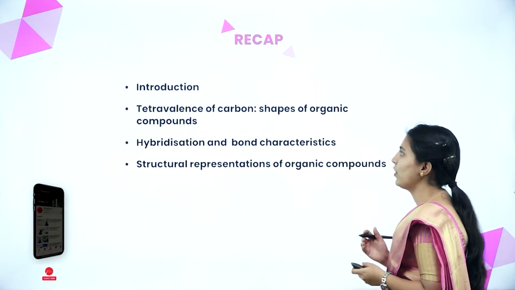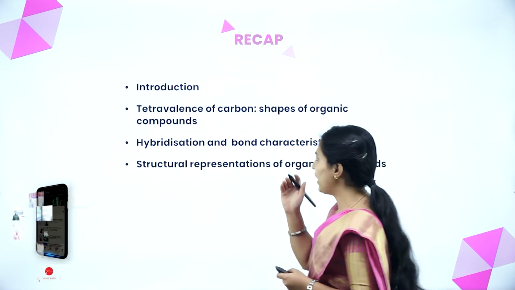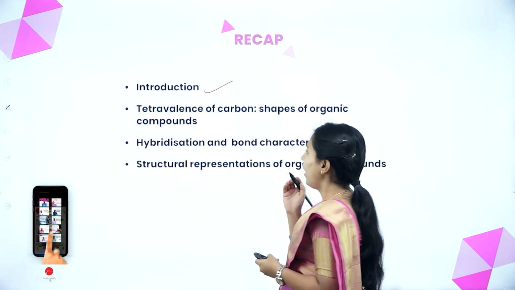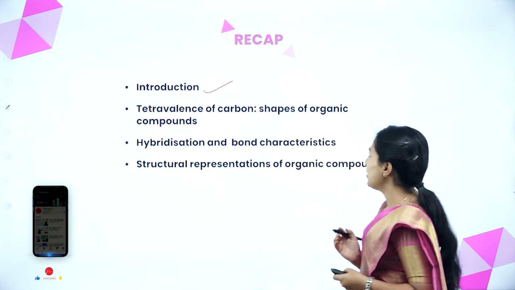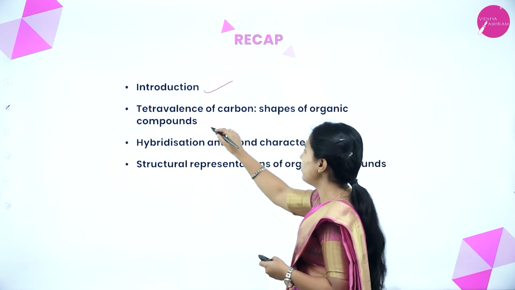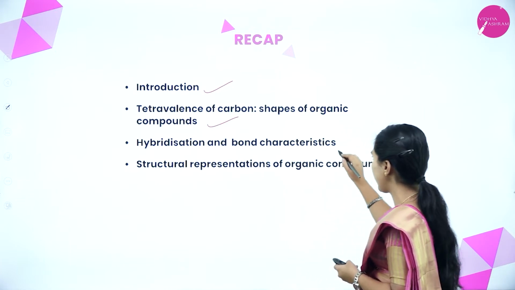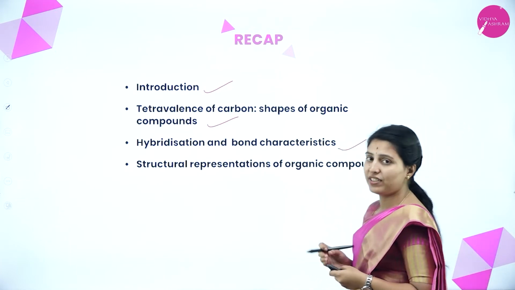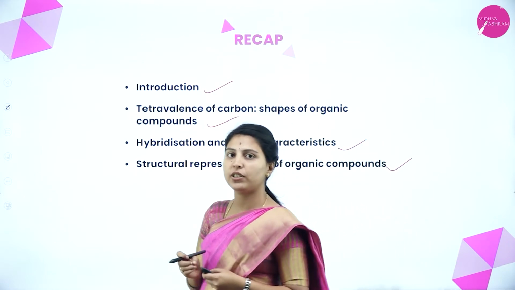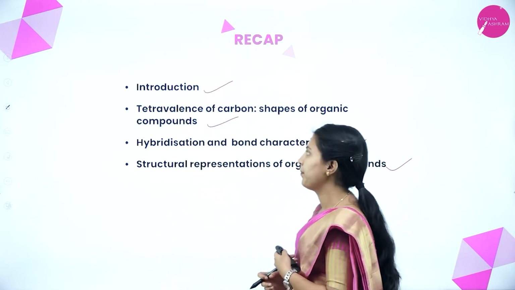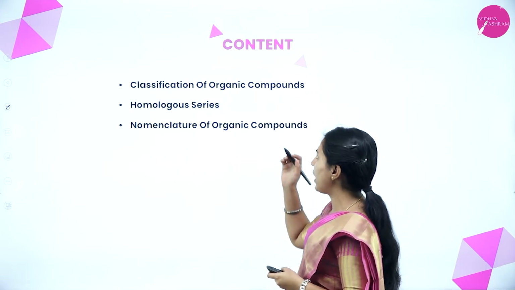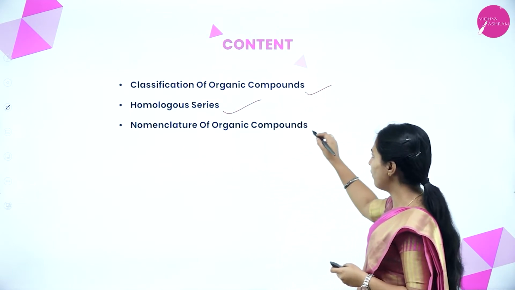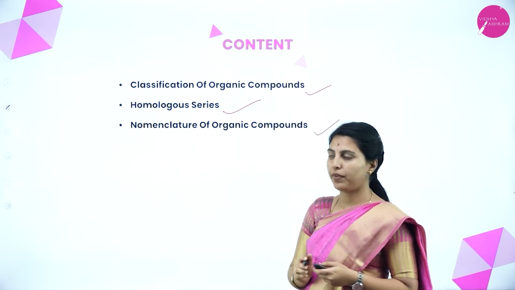In the last class, we discussed the introduction to organic compounds and organic chemistry, tetravalency of carbon, shapes of organic compounds, hybridization and bond characteristics, and structural representation of organic compounds. These are the topics we discussed in the last session. In this session, we are discussing classification of organic compounds, homologous series and nomenclature of organic compounds.